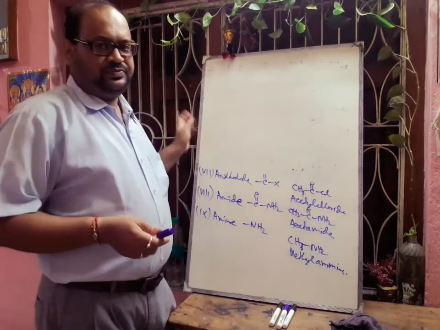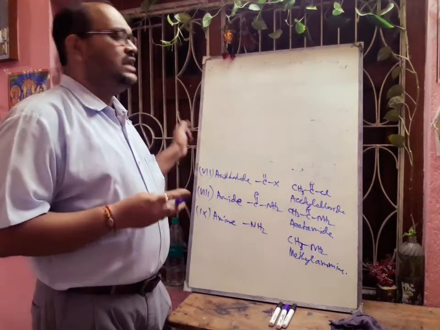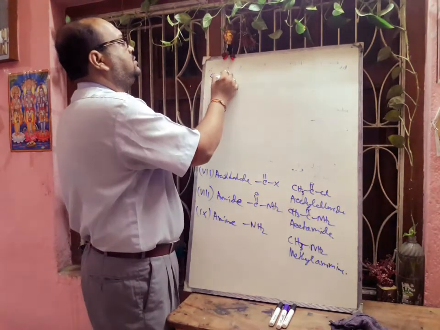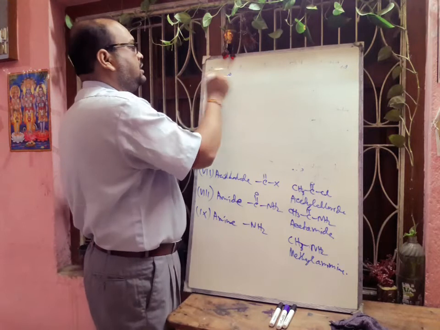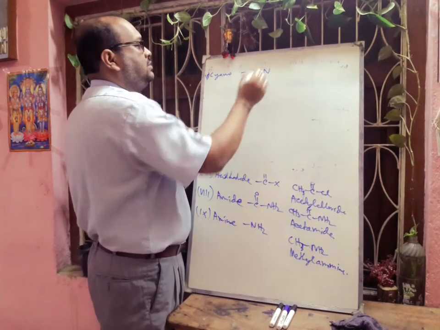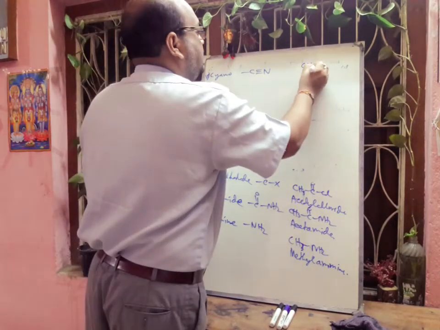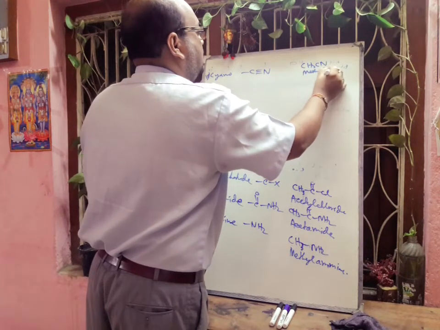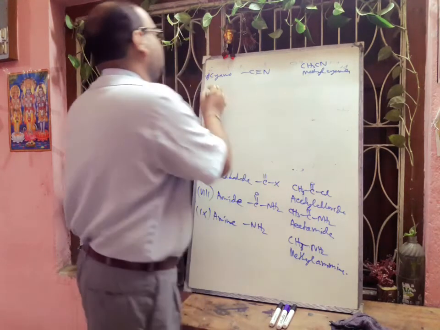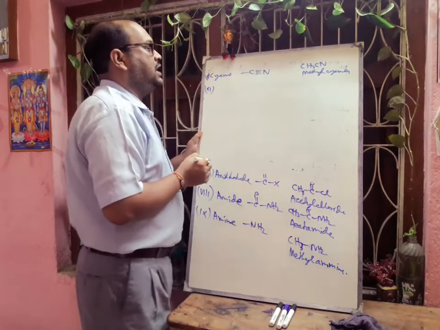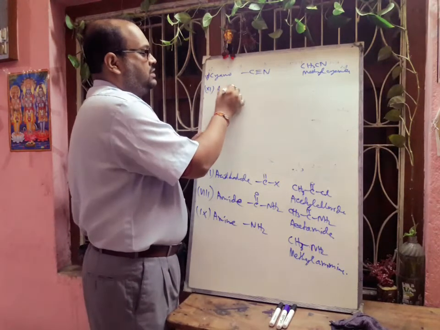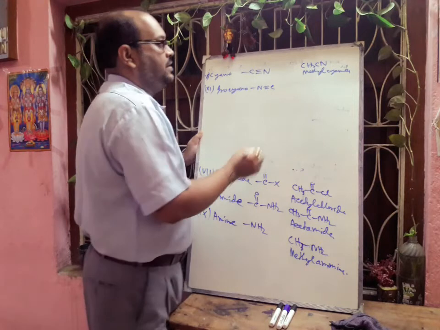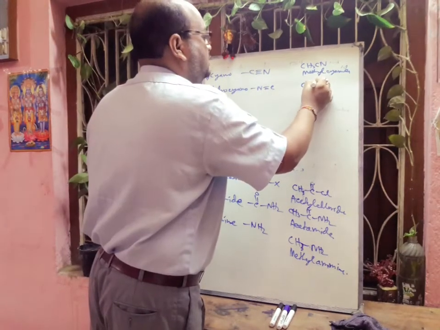After amine, we can think about the nitrile or cyanide functional group. The functional group is cyano, generally represented by CN, and here we can write CH3CN, methyl cyanide. Next we can think about isocyanide, that is NC, here methyl isocyanide.